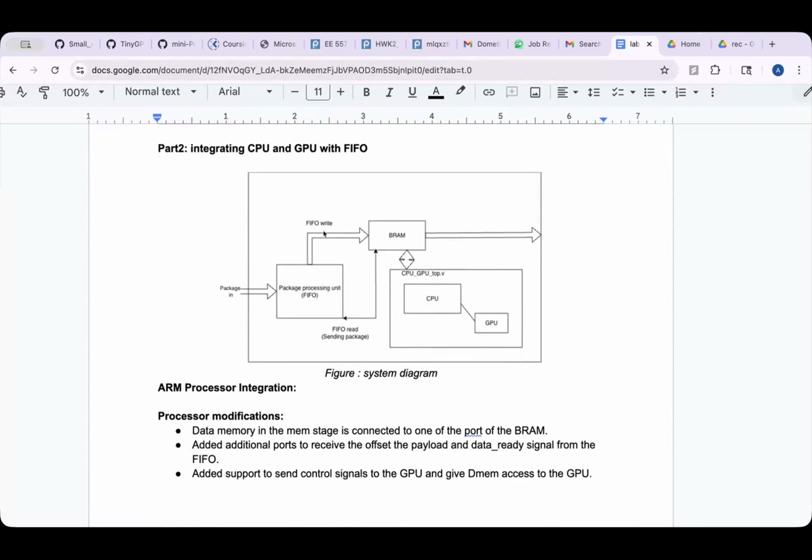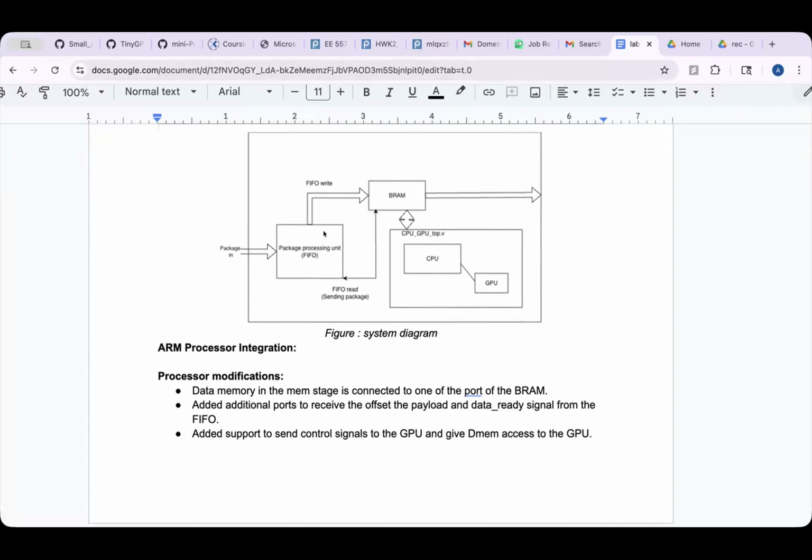Hi everyone. This is the EI lab of EE533, and in this lab we have built a configurable FIFO which can be used as FIFO and memory. This is integrated with CPU and GPU. So this is a unified memory which is common for both CPU and GPU.